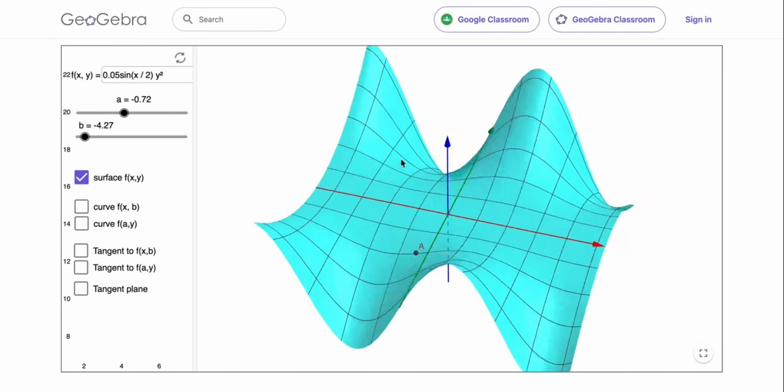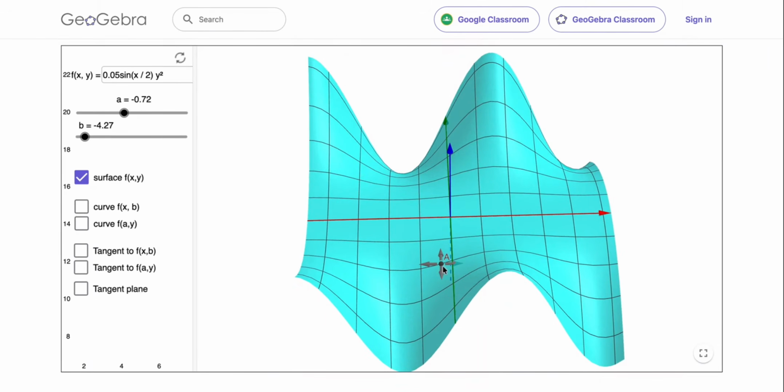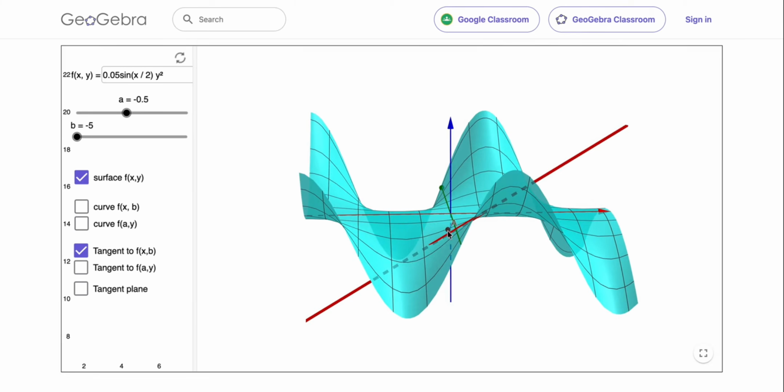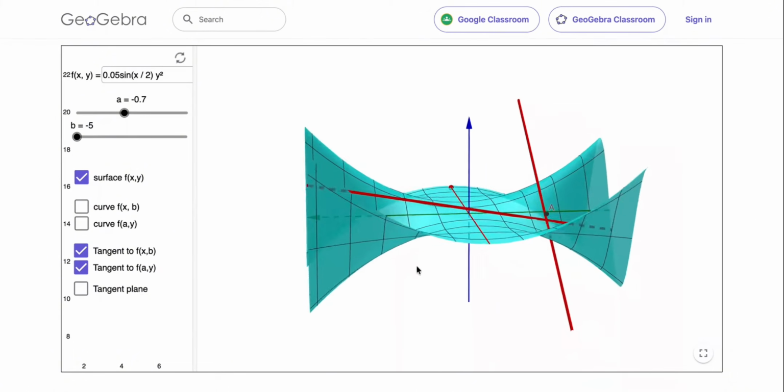Let's say that this is my surface, right? And I'm at this specific point A. Now at this point A, there's going to be the partial derivative evaluated at that point. It tells you the slope moving along the x direction. And you also have the slope moving along the y direction.